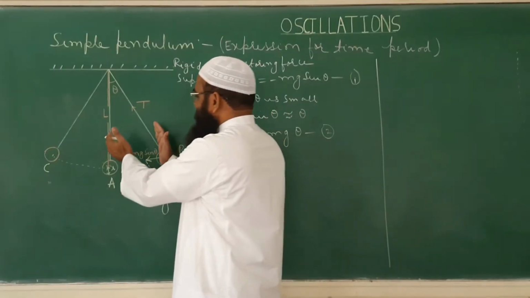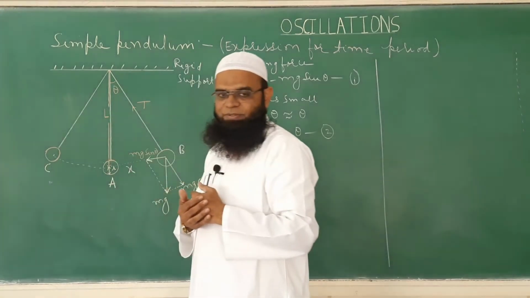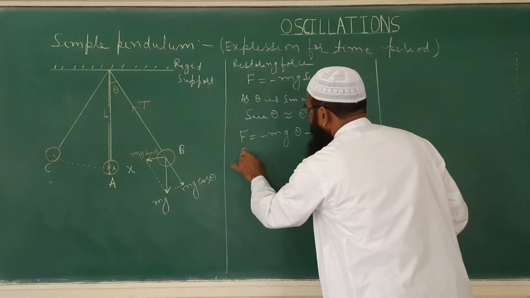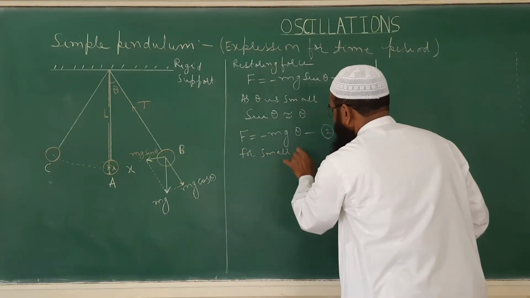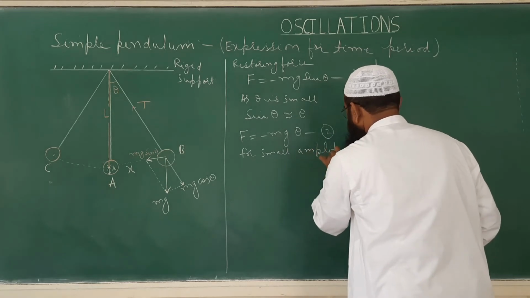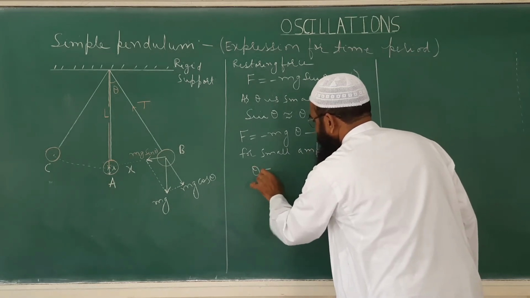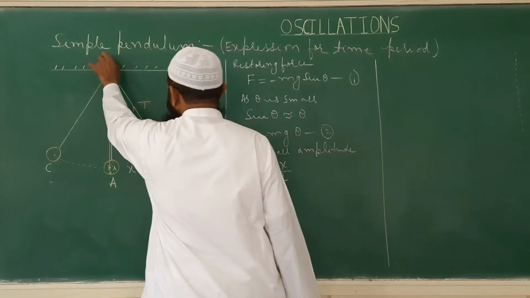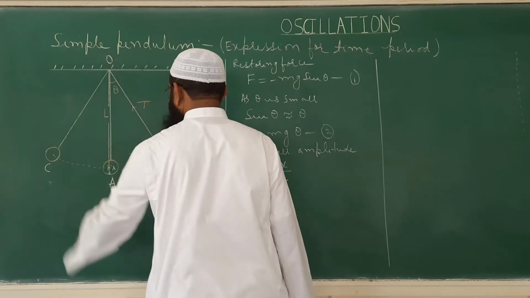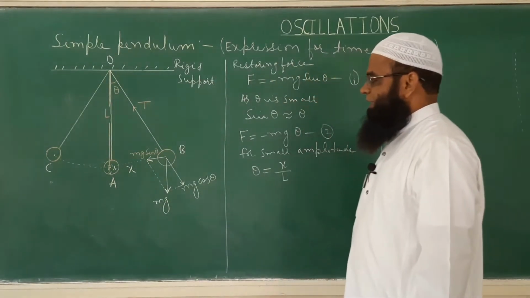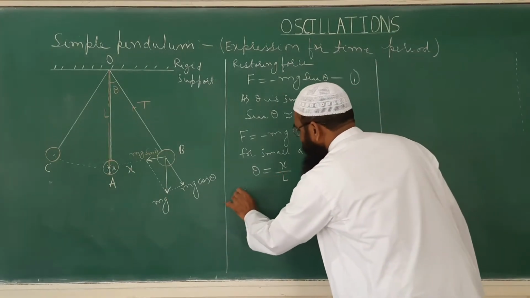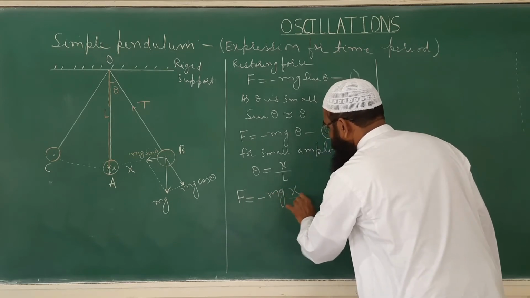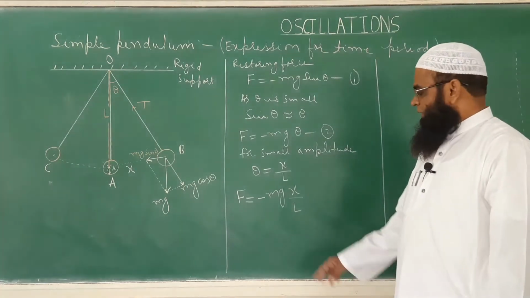Now for a small amplitude, or for small oscillations, we can write theta is equal to x upon L. From this triangle, OAB, we can take theta as x upon L. So if we substitute this value in equation 2, then we will get F is equal to minus mg x upon L. So here, what is m?